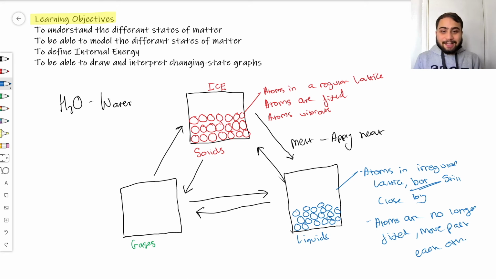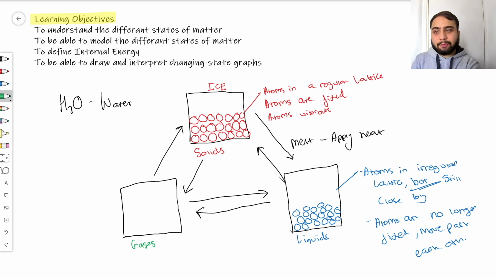Now, this is the property that actually allows liquids to flow. Like when you have a glass of water and you tip it, the liquid water inside actually flows out of it. Why is that? That's because the atoms can actually move past each other. That means that they can flow, so the atoms can flow out of your cup. That makes sense, right?